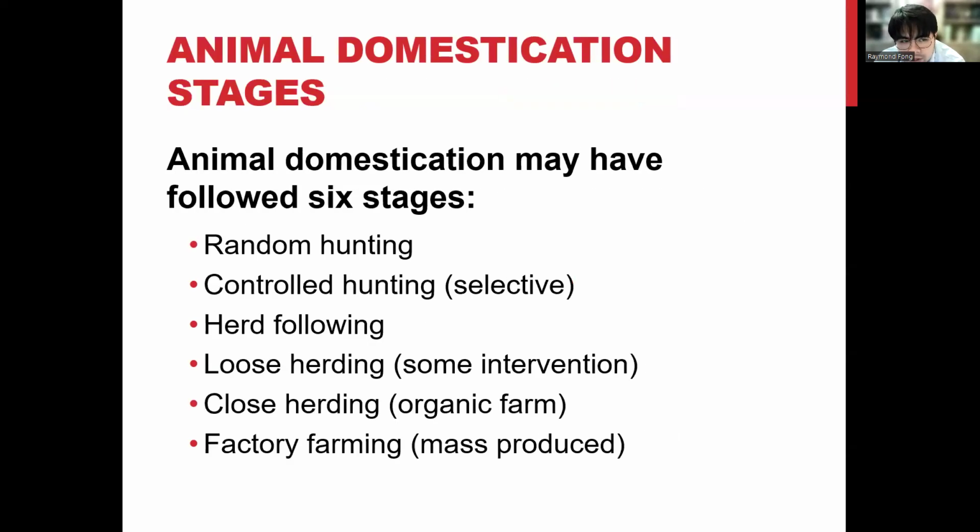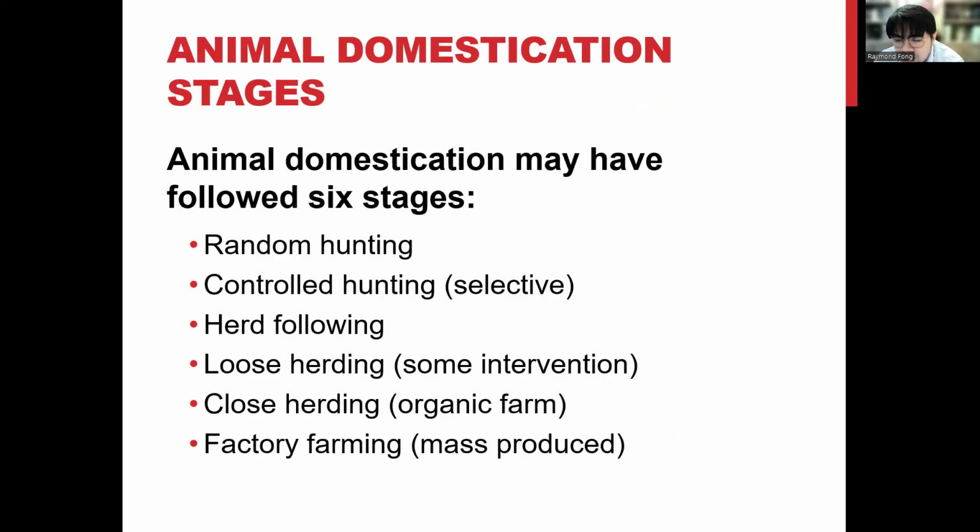So we believe that animal domestication occurred in 6 stages. Random hunting, controlled hunting, herd following, loose herding, close herding, and finally factory farming. Random hunting is exactly what it sounds like. You see something, you hunt it, eat it, good to go.